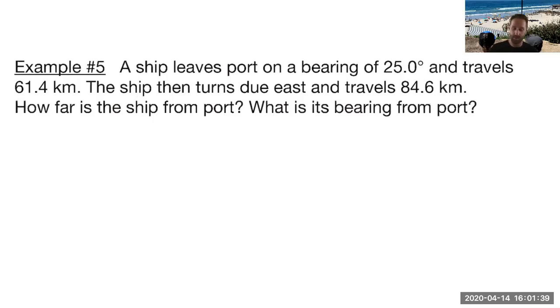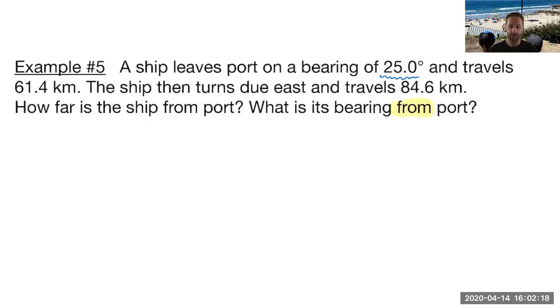So in this case, you can hopefully see they did not give us a north, south, east, or west direction. So they just told us 25. Reading this whole thing first says a ship leaves port on a bearing of 25 degrees and travels 61.4 kilometers. The ship then turns due east and travels 84.6 kilometers. How far is the ship from port, and what is its bearing from port? I'm going to highlight one key word that a lot of people mix up. Be careful with the from. From port means you're looking from there, not to there.